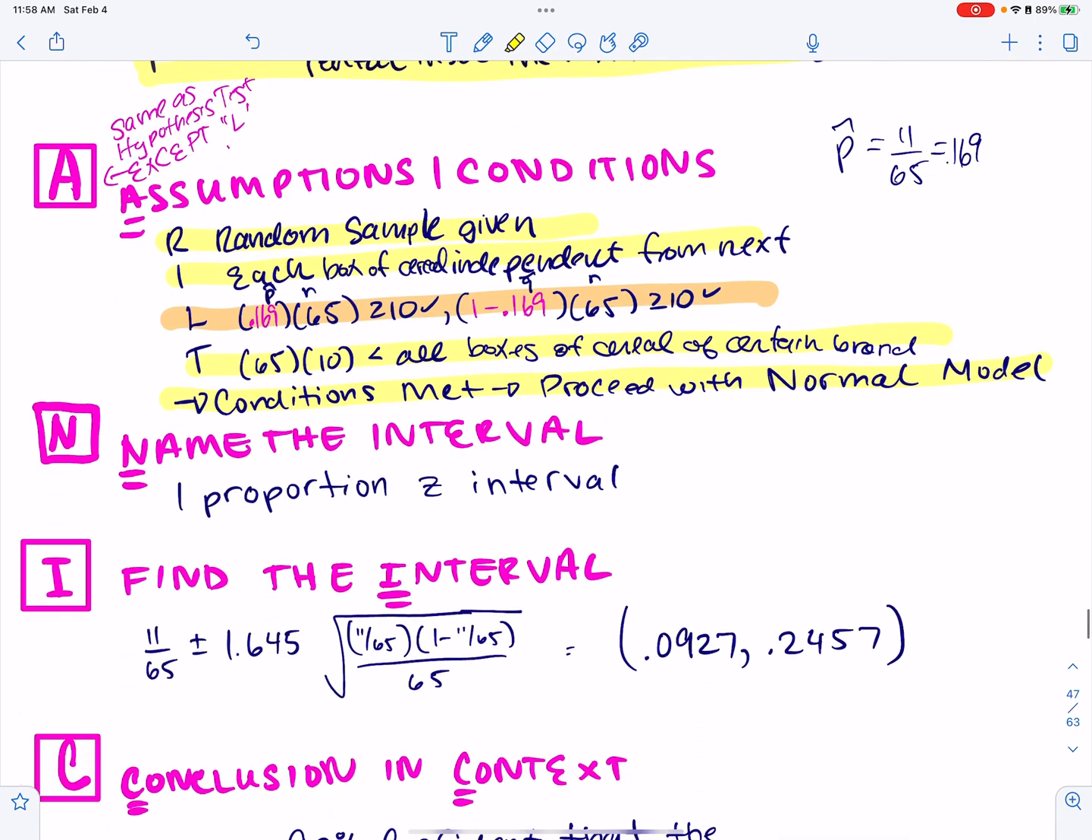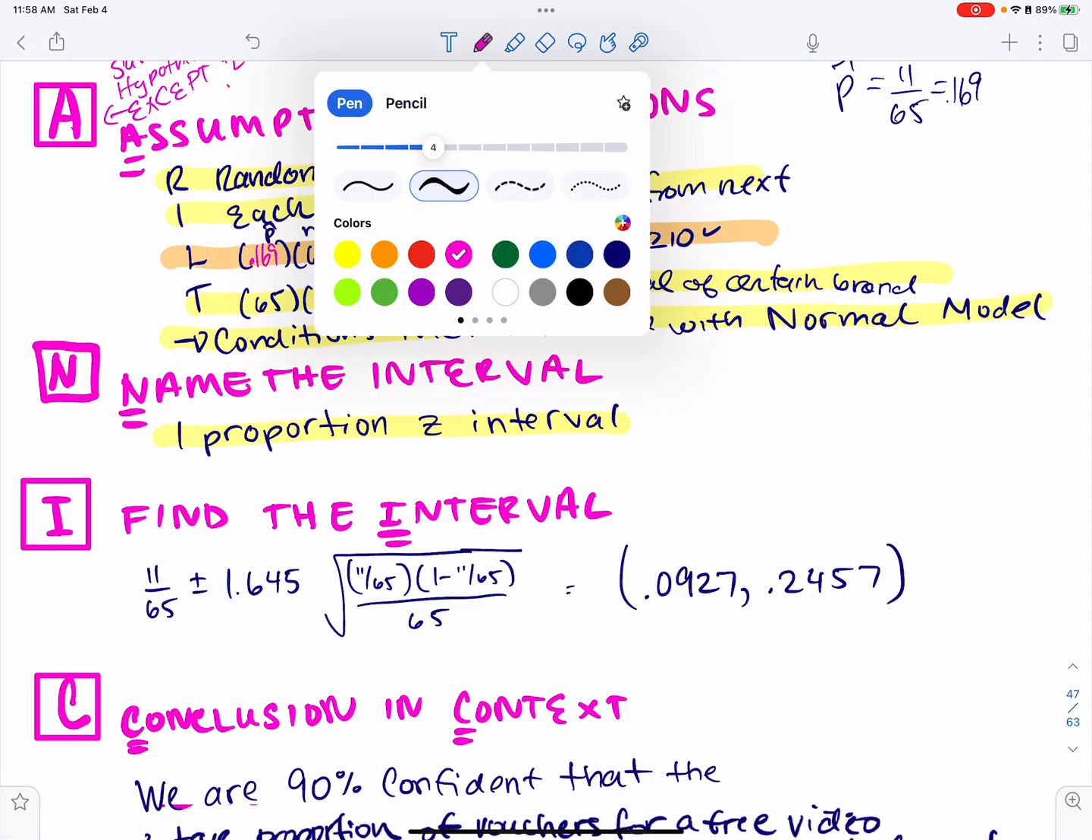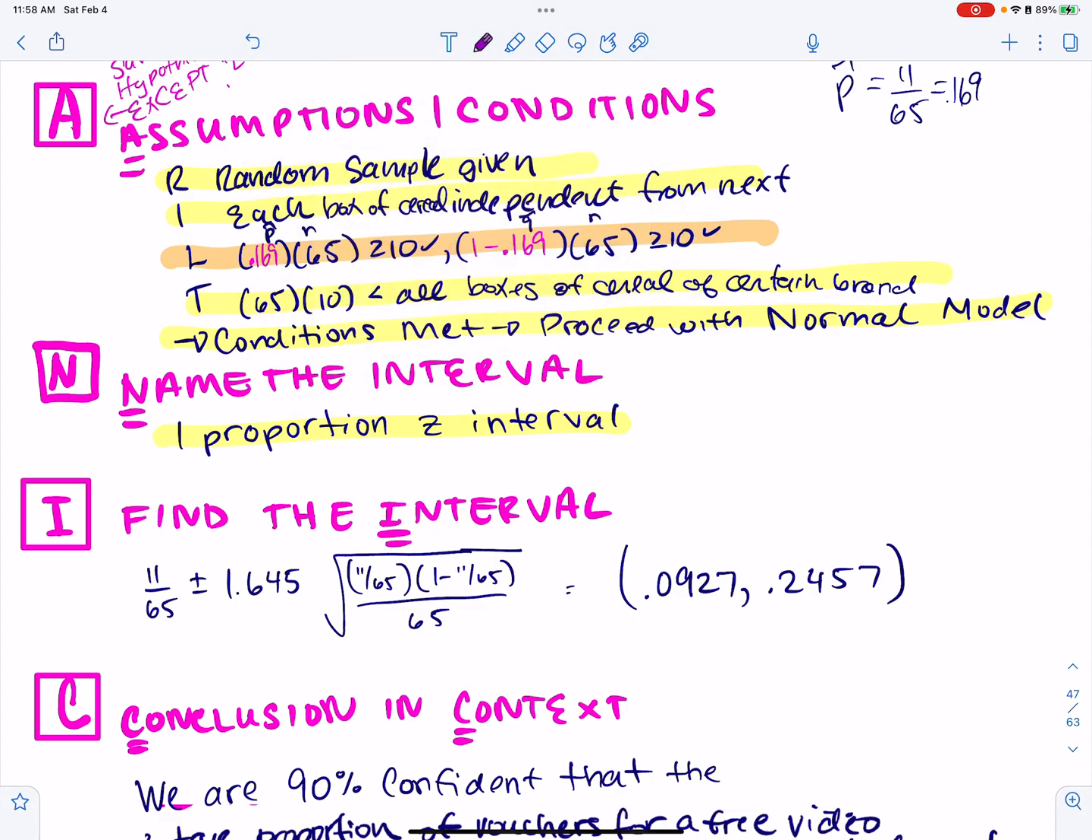So now the rest is what's a little different. And so the N in PANIC means name the interval, and this is a 1 proportion z interval, where of course before it was a 1 proportion z test. And now we're going to find the interval. Now this interval equation is absolutely on your formula chart that you're allowed on the AP test, but it is p hat plus or minus critical value times the square root of p hat q hat over n.